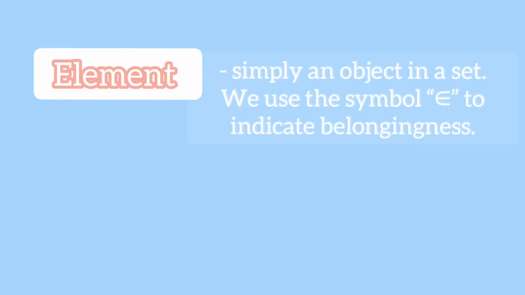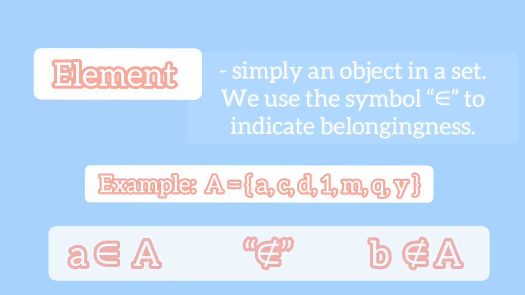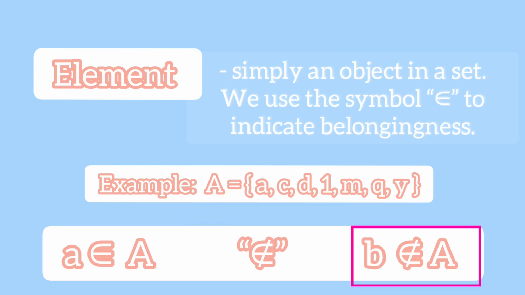Element, simply an object in a set. We use this symbol to indicate belongingness. For example, if we have a set A containing the elements A, C, D, 1, M, Q, and Y, we can say that letter A is an element of set A. Conversely, we use this symbol to indicate non-belongingness. So this one means B is not an element of set A.